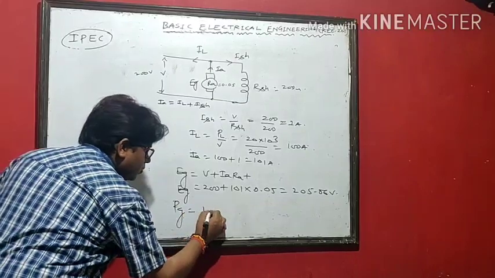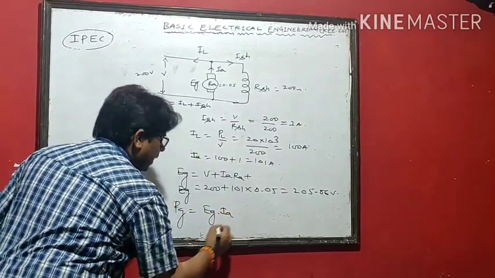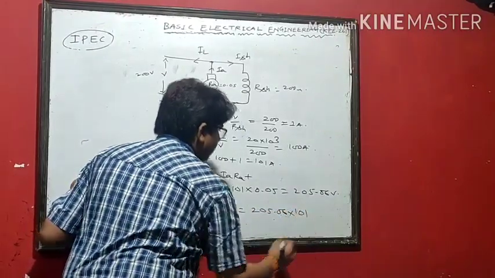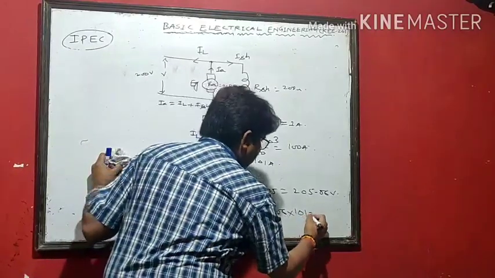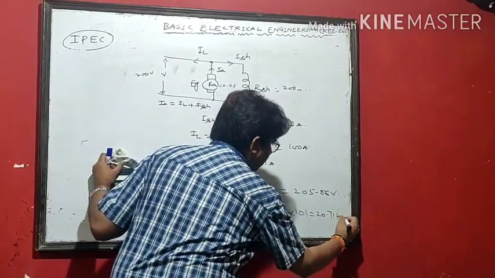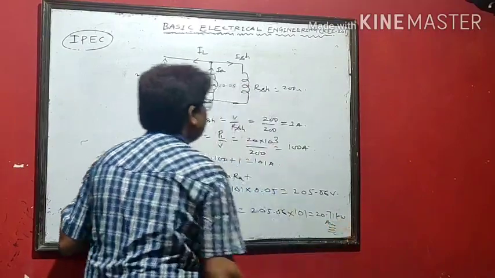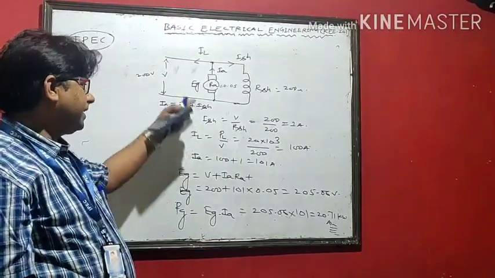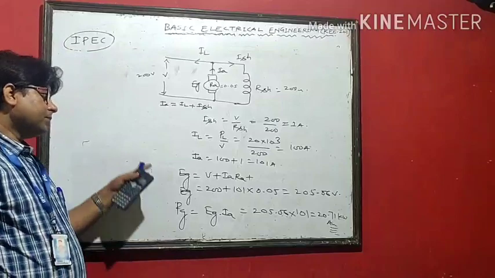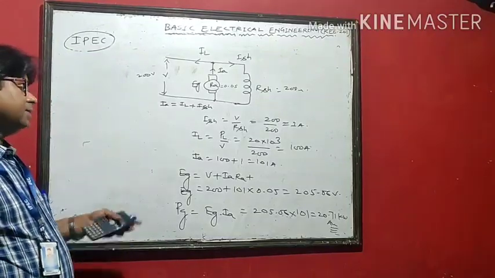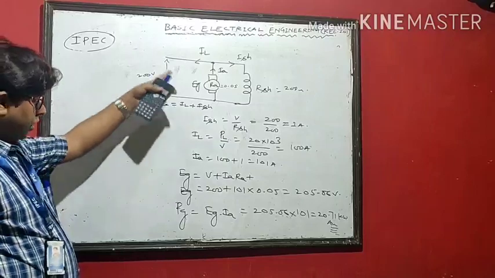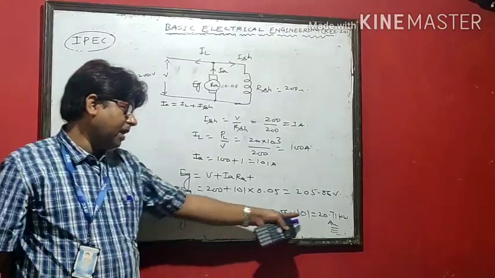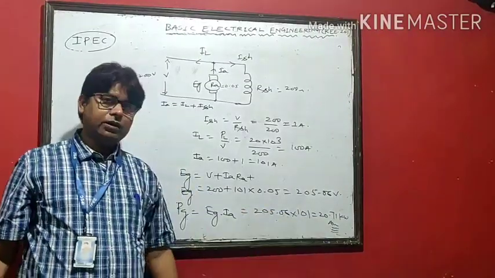And what is the value of PG? The PG equal to EG into IA. That is 205.06 into 101, and that is equal to 20.71 kilowatt. So this is your answer. This type of question is very important, many times asked in university. For this type of problem, remember that: roughly draw the diagram, then from this diagram derive the relation, and then you will find the PG, that is power developed, that is 20.71 kilowatt.